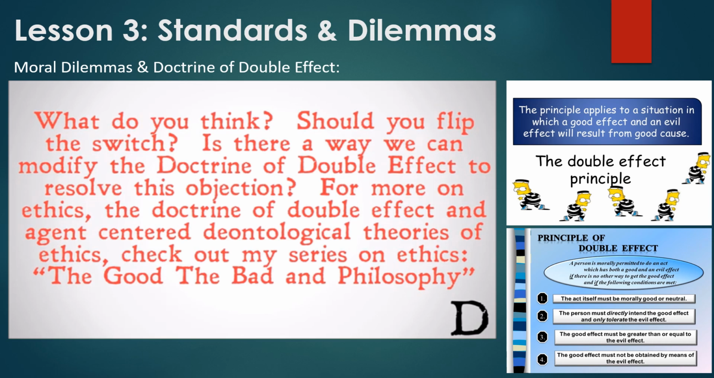What do you think? Should you flip the switch? Is there a way we can modify the doctrine of double effect to resolve this objection? Write your answers in the comments below, and for more on ethics, the doctrine of double effect, and agent-centered deontological theories of ethics, such as the ones in which the doctrine of double effect is used, check out my series on ethics, the good, the bad, and philosophy.